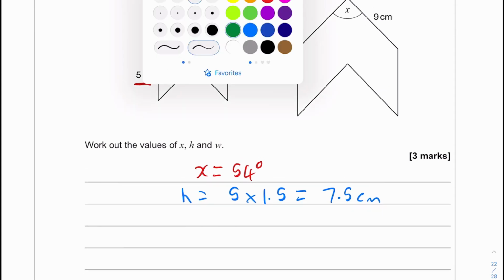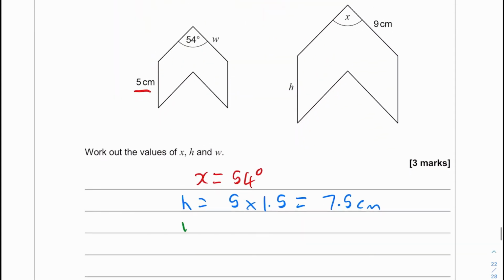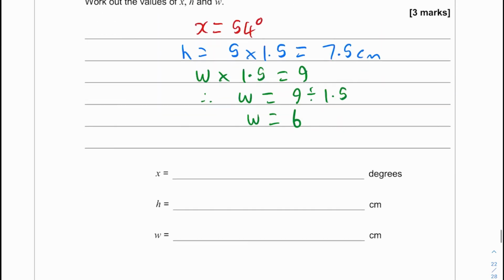We'll then move on to the final length, which is length W. So W is in the smaller shape, so this means that 9 is 1.5 times the length as it is in shape A. So actually let me rewrite this, so we can then say that W multiplied by 1.5 is equal to 9, so therefore W is equal to 9 divided by 1.5, so W is equal to 6, and they are the three missing lengths, so we'll just write them down on the answer side.